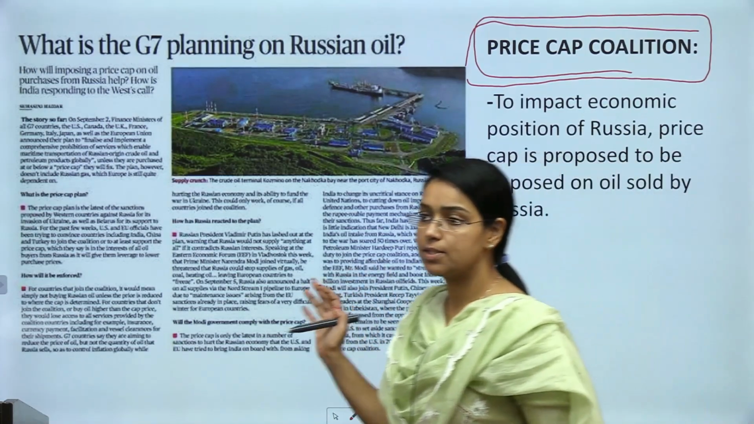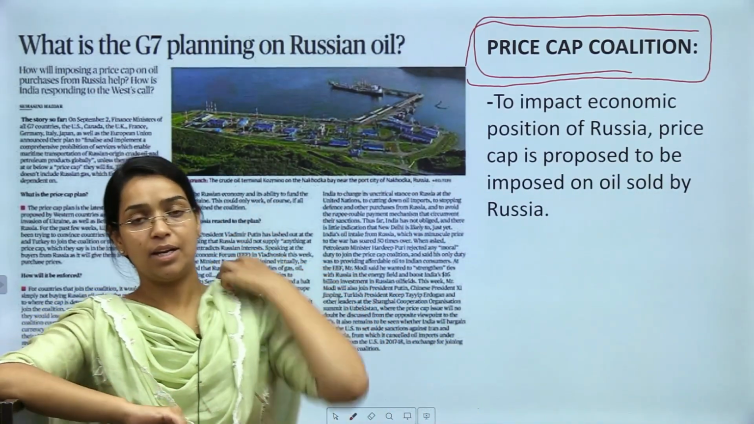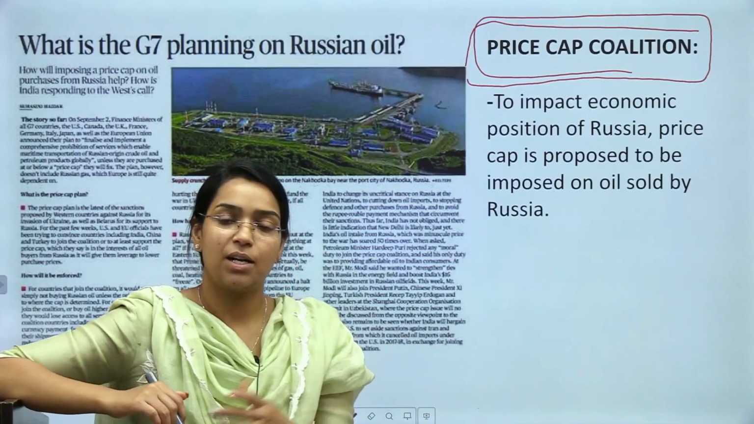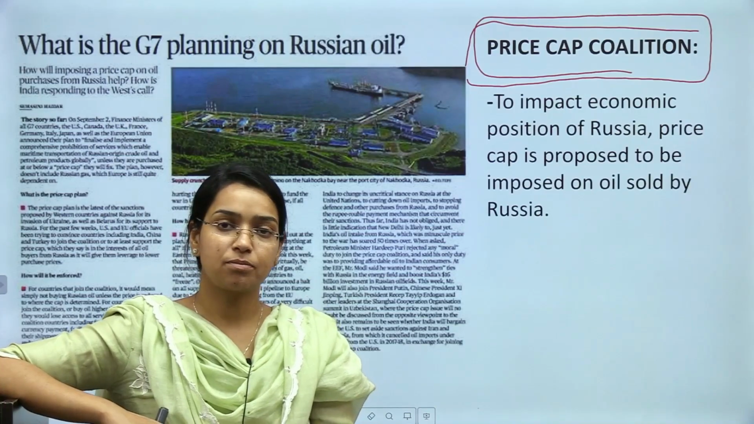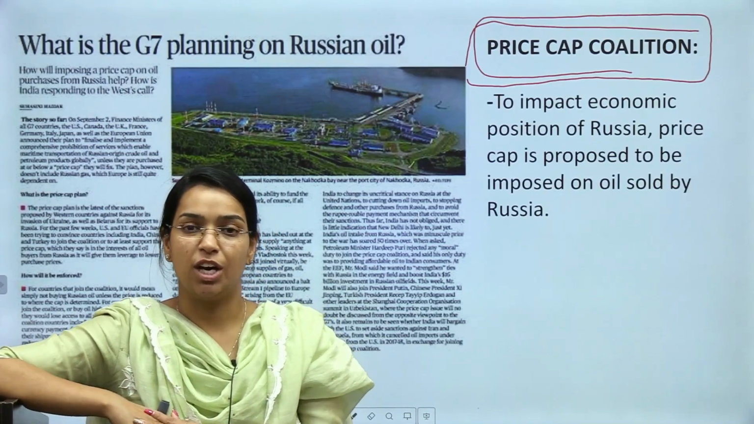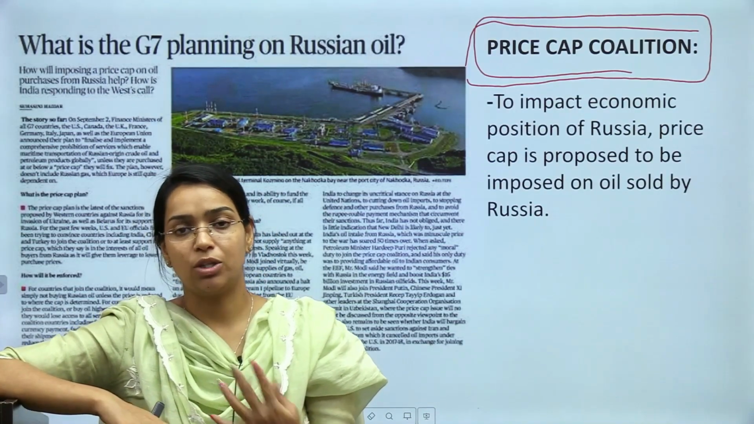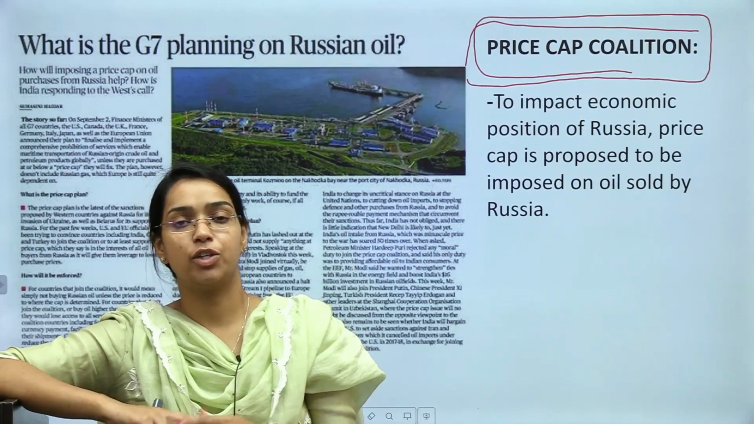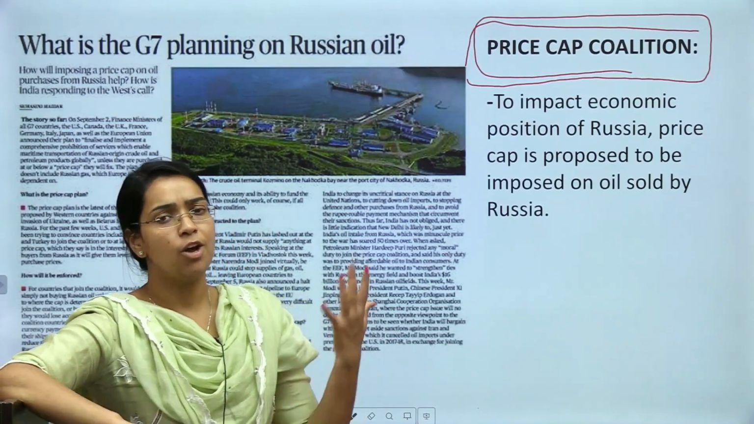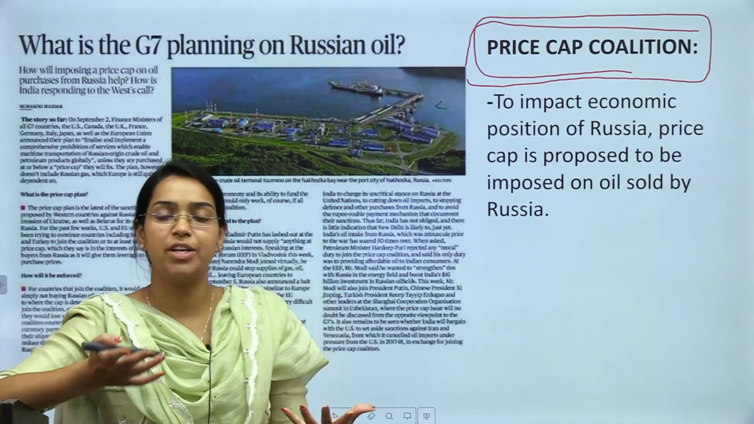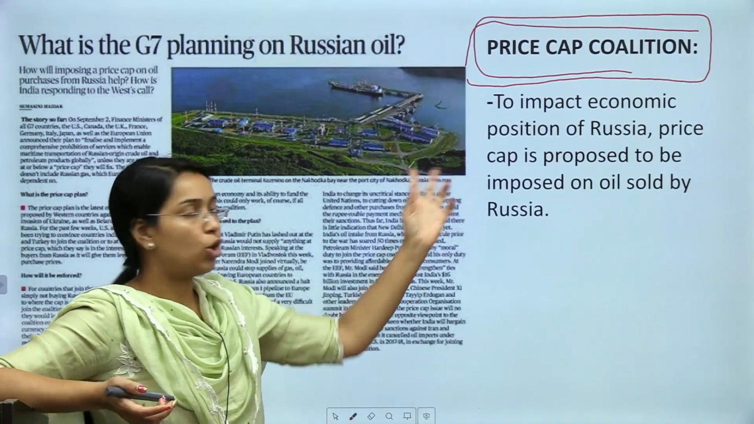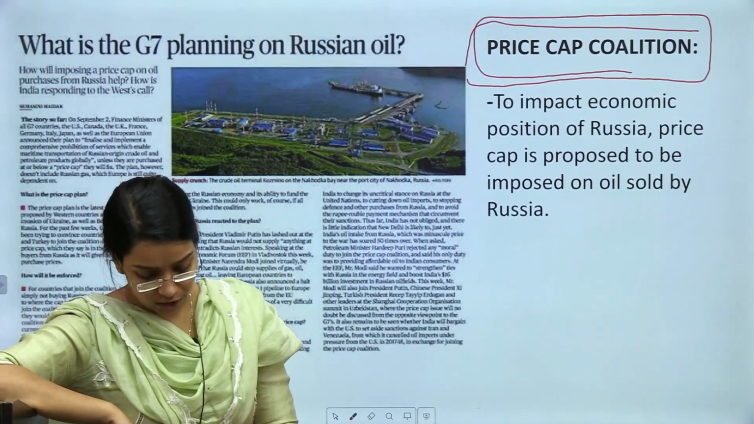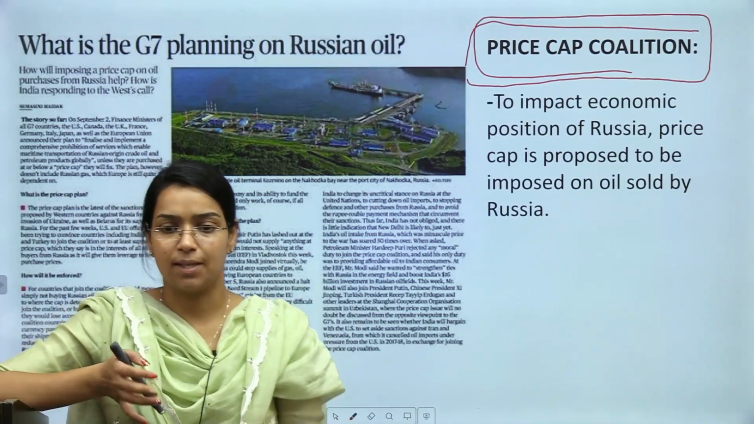That is written in this article. And it is asking what will be the stand of India. India has strong ties with Russia. India is dependent on Russia for defense, for oil, for other needs. India wants to benefit from the ties that it has with Russia. So obviously it will not think of joining the price cap coalition, right? That is the basic idea behind it.